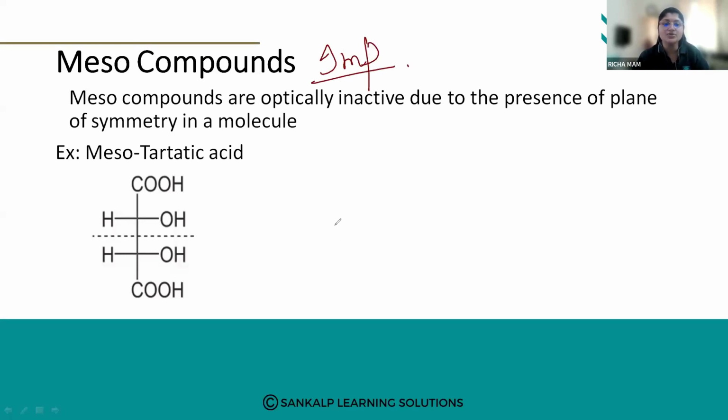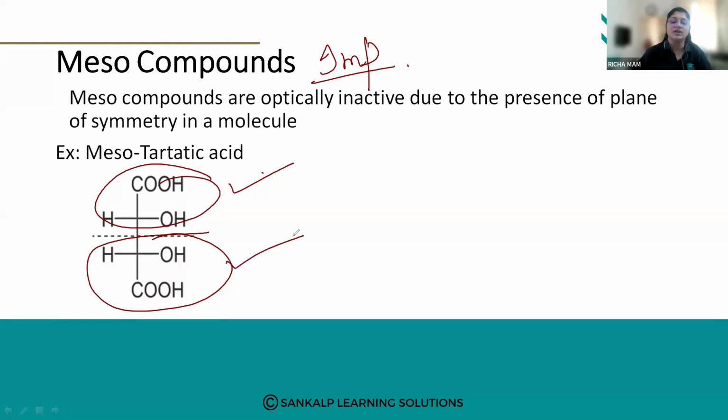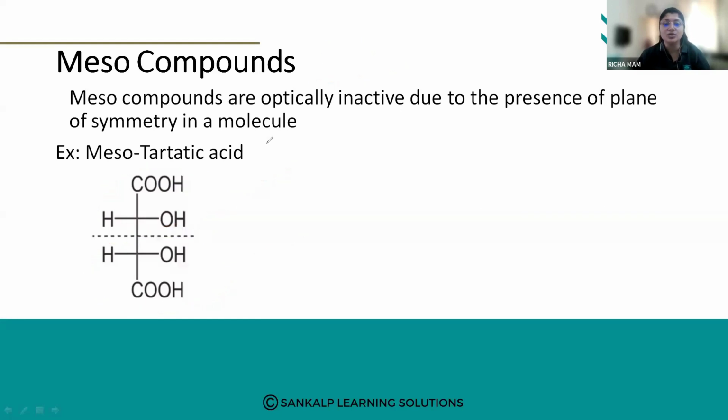So what are meso compounds? Meso compounds are optically inactive. Why? Due to the presence of a plane of symmetry in the molecule. Whenever the plane of symmetry is present, one half of the molecule is equal to the other half, and it is optically inactive because the rotation produced by one half is compensated by the other half. Such compounds are called optically inactive compounds, and these are termed meso compounds.